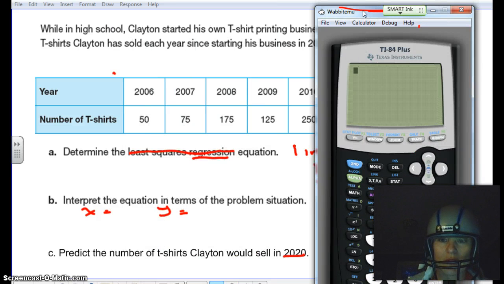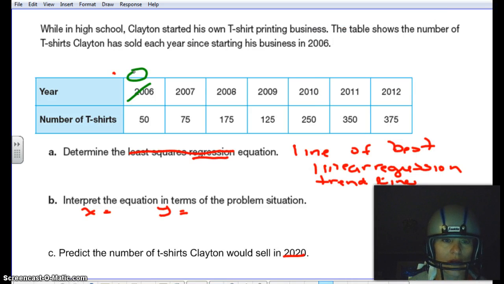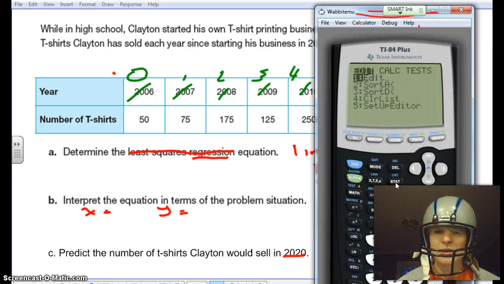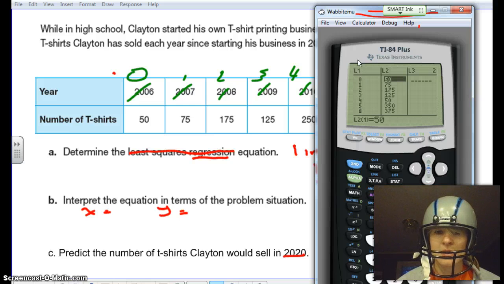Okay, so hopefully you remembered that you wanted to, first of all, start with these years as being year 0. And then 1 year has passed here, so that's year 1. And then that'd be year 2, and year 3, and then year 4, and then year 5, and then year 6. So we're going to take our data and put it in our stat and enter. I want to take a minute and make sure that all my numbers are put in correctly.